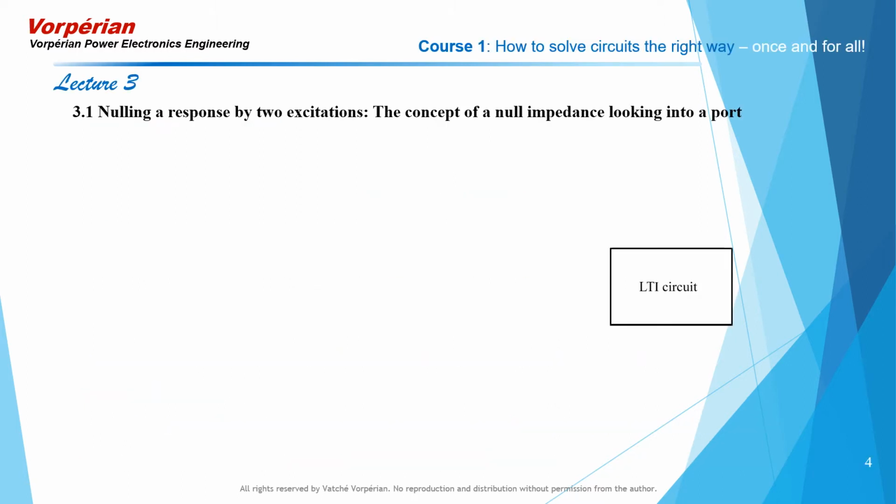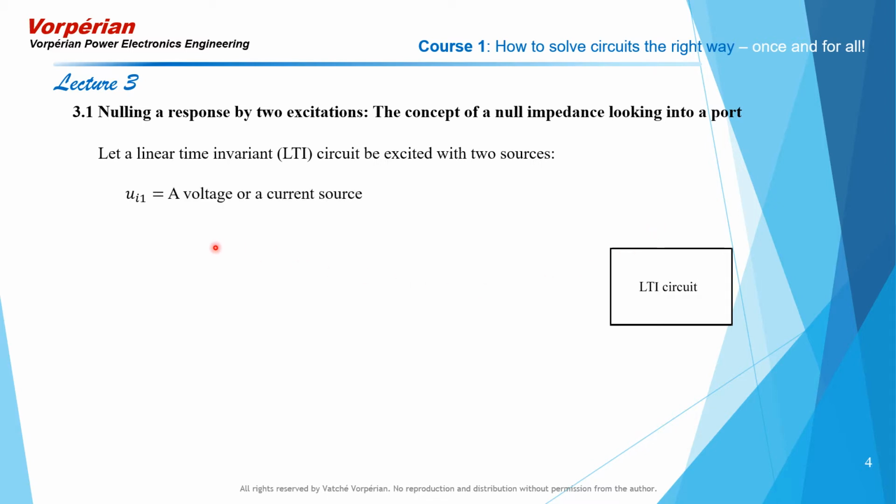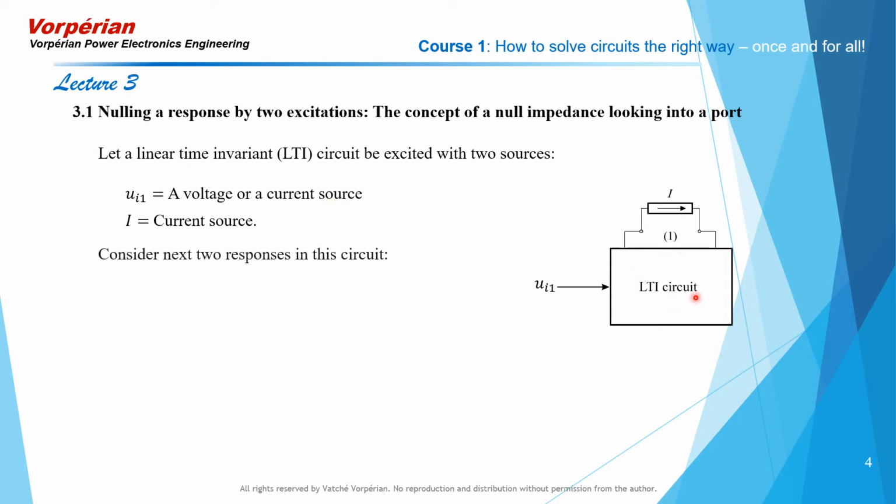We begin with nulling a response by 2 excitations. This is what Dr. Middlebrook called Null Double Injection. Here we start with the block diagram of a linear time invariant circuit to which we're going to apply 2 excitations. The first one, which we call input 1, is an arbitrary excitation which could be either a voltage or a current source. The second one that we're going to apply is specifically a current source excitation applied to port 1 of this linear time invariant circuit.